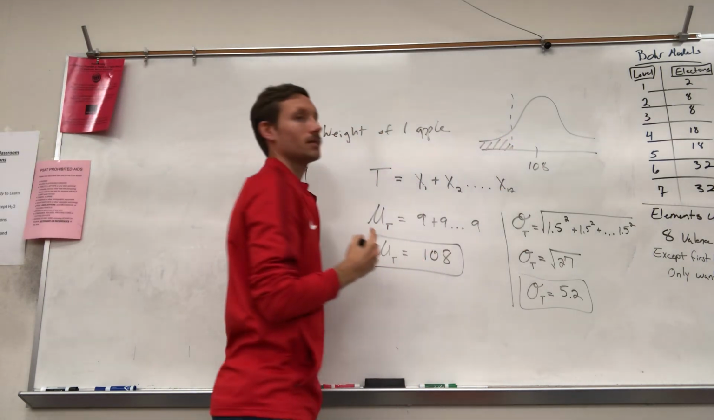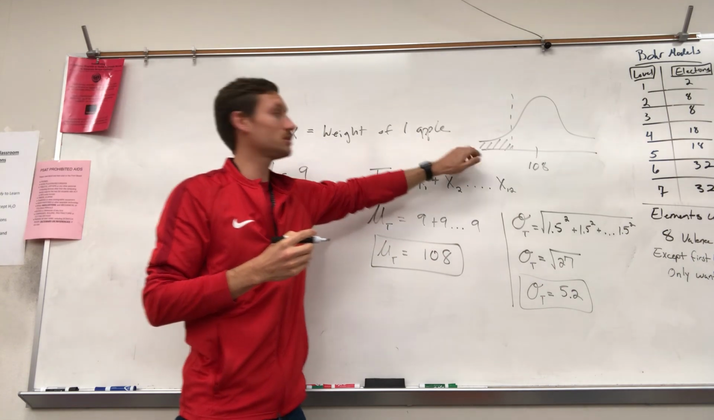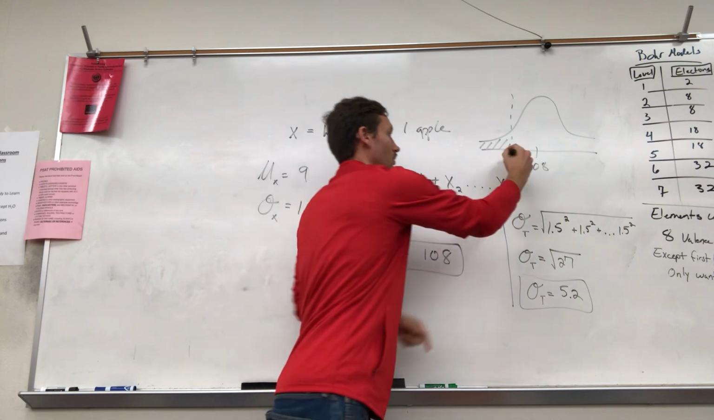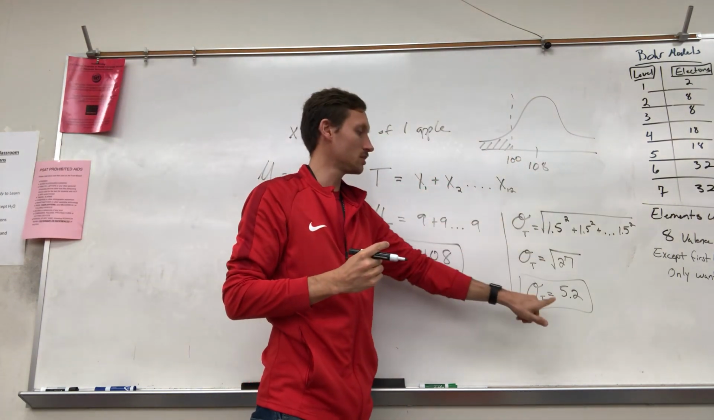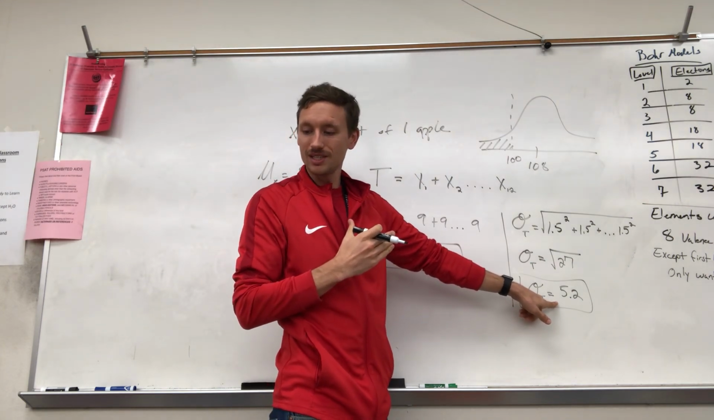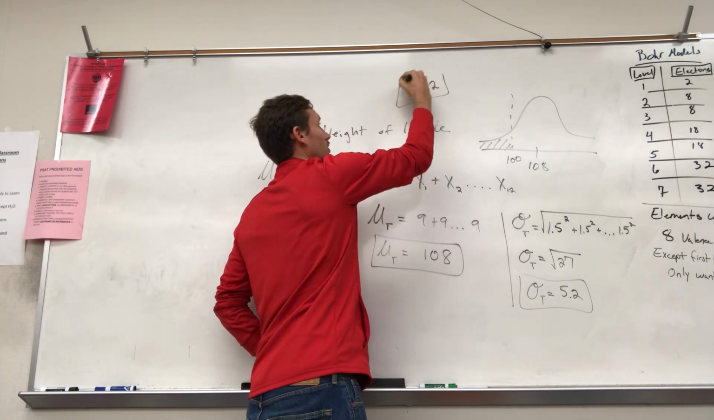How am I going to find this in my calculator? Normal CDF. My lower bound is negative infinity. My upper bound is 100. And my mean is 108. My standard deviation is 5.2. Punch that in the calculator and you should get 0.062. So this should be the probability.